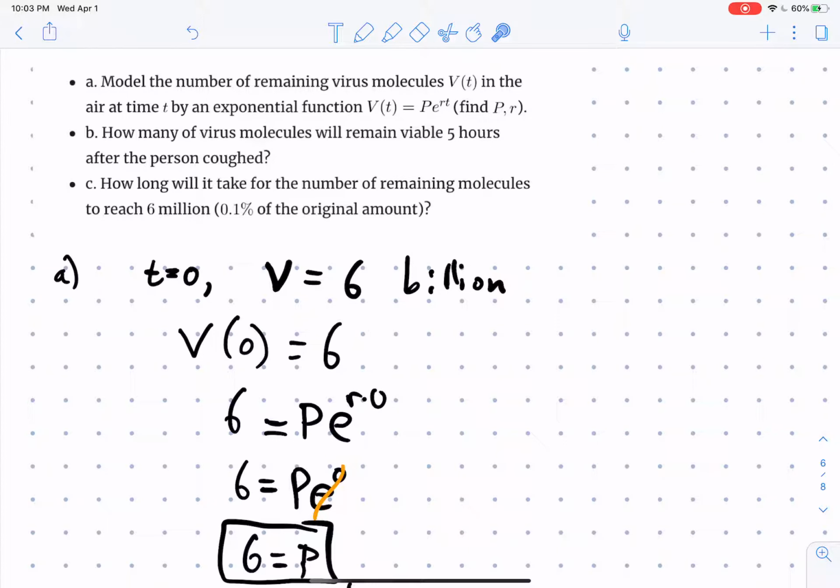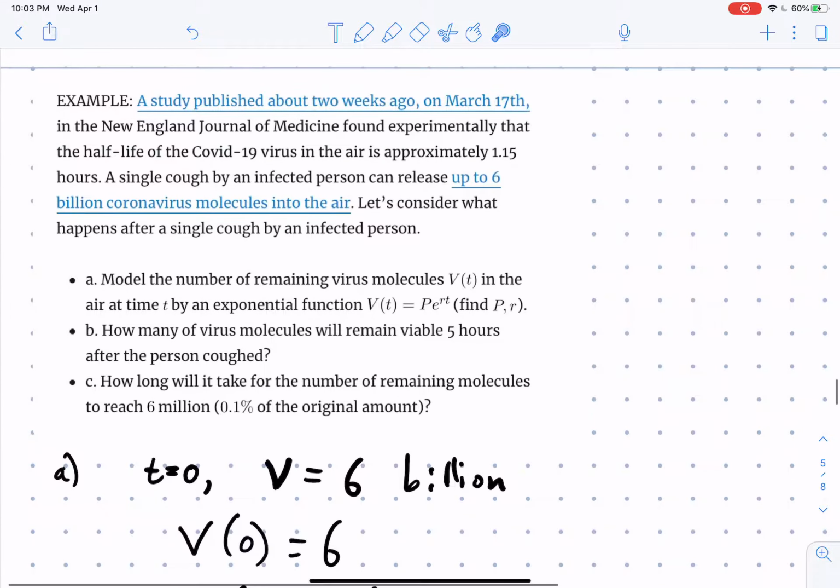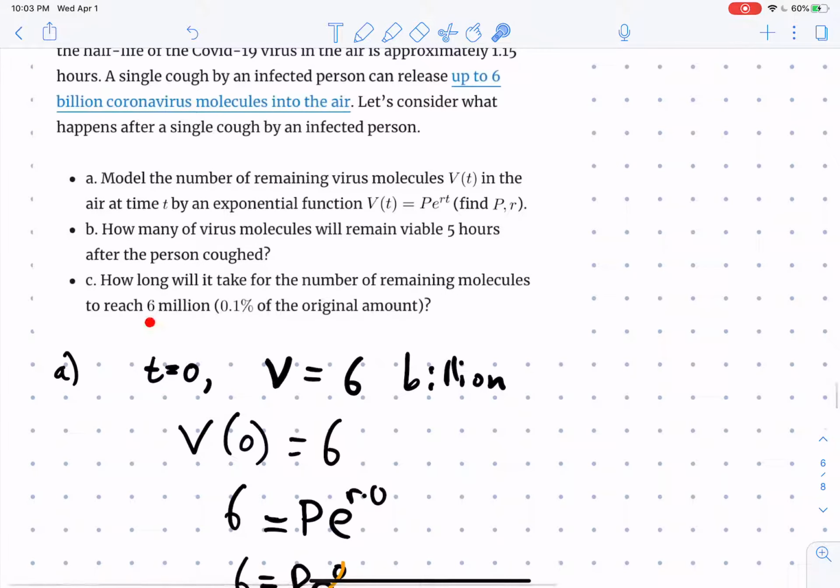Oh, by the way, it's worth noting, I just looked up this information and made up these questions, but I do not yet know what the answers to these are. I'm discovering them with you. So I did not know what the total was going to be after 5 hours, that it came out to 0.29. We're going to see also what is the total going to be here. How long will it take for the number of remaining molecules to reach 6 million? Yeah. 6 million is 0.1% of the original amount, and it's a little tricky. We're going to somehow have to deal with the fact that I annoyingly gave it to this in million instead of billion. So let's see.